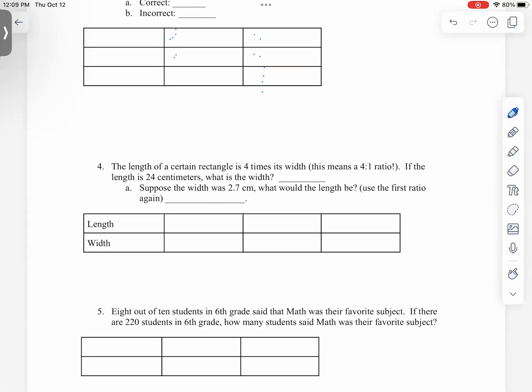The length of a certain rectangle is 4 times its width. In the future, I might just give you that wording and expect that you recognize what this ratio means. It means 4 to 1, length to width. So then you have that ratio. If the length is 24 centimeters, what is the width? That's what you're looking for there. Then it says suppose the width is 2.7 centimeters. Come to this box over here, put your 2.7 in, and figure out what the length would be. Go back to the first ratio to get to that third one.